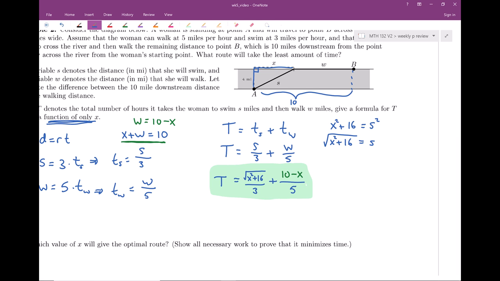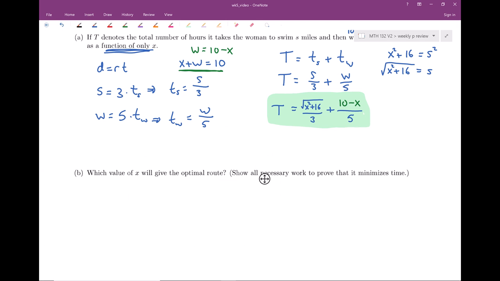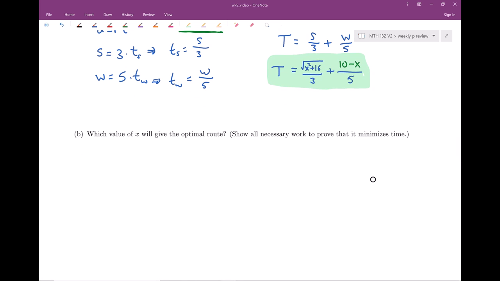All right, so reading this second part again: which value of x will give us the optimal route that minimizes time? Again, yes, we want to prove that we minimize time. So here we have a function now that we can take the derivative of.